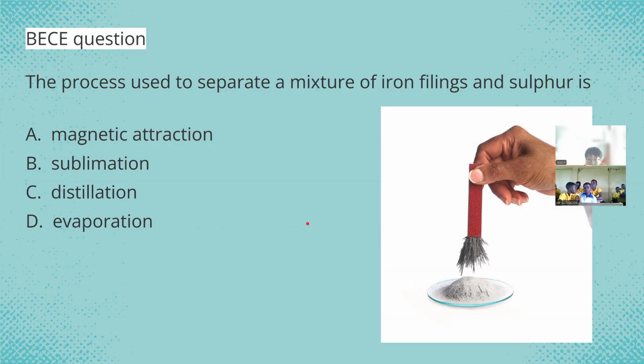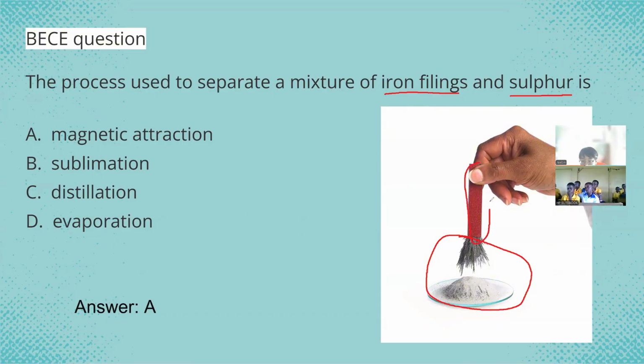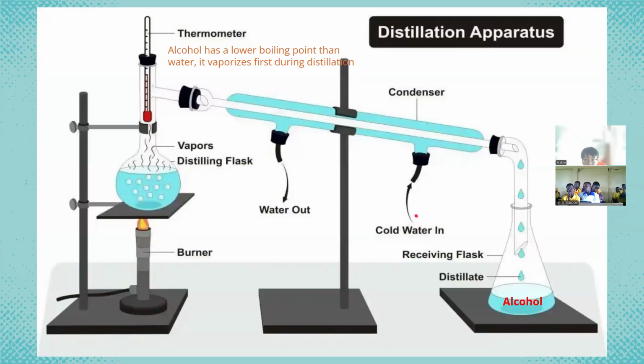Yes, that's right. I already talked about this, but it's magnetic attraction. Remember how iron fillings are attracted to magnets, but sulfur is not. So when you have a mixture of iron fillings and sulfur, you can easily separate the two substances by magnetic attraction. This person is using a magnet to separate the iron from the sulfur. Okay, that was magnetic attraction.